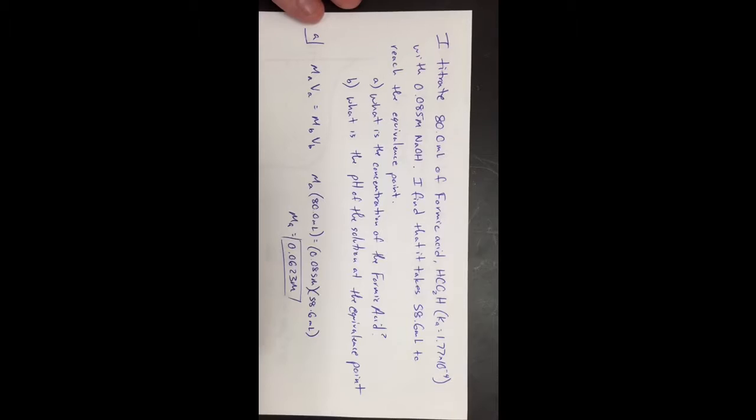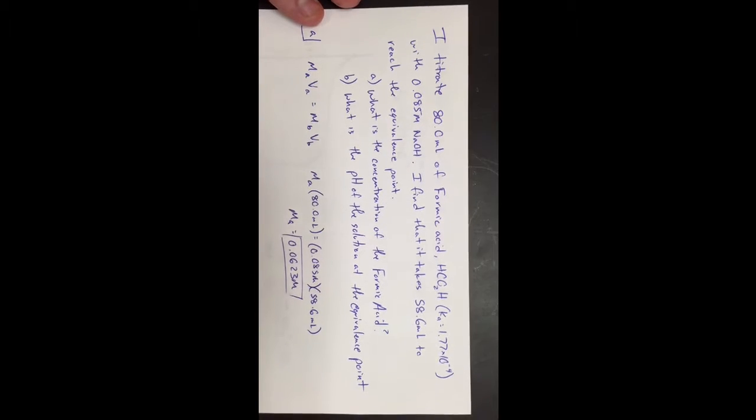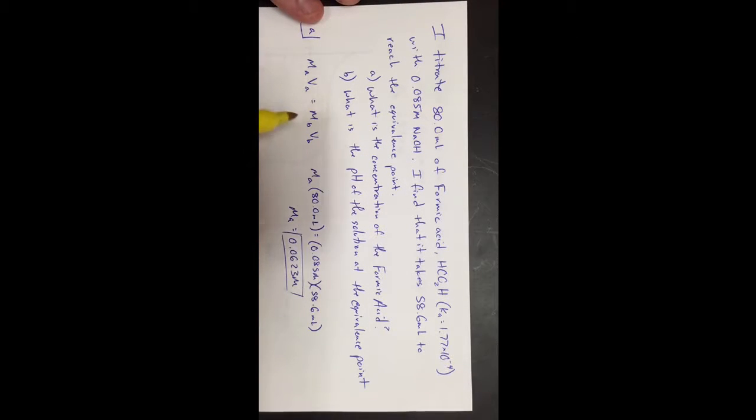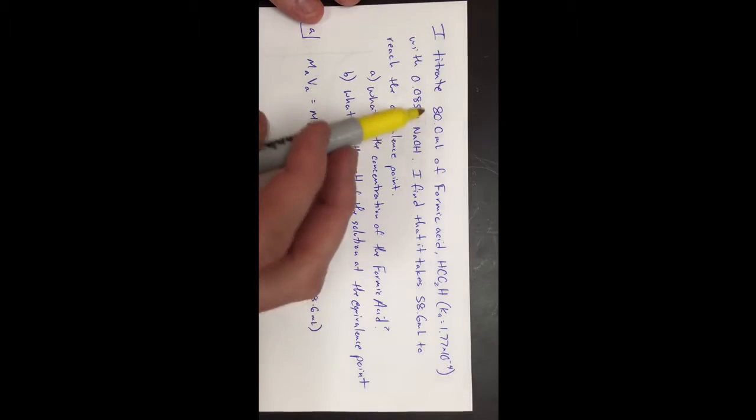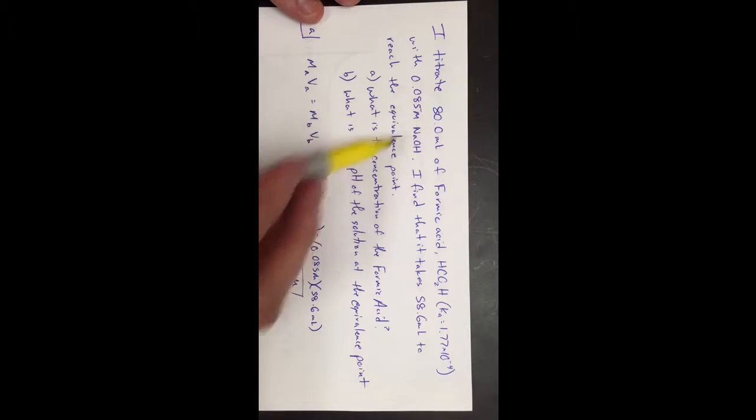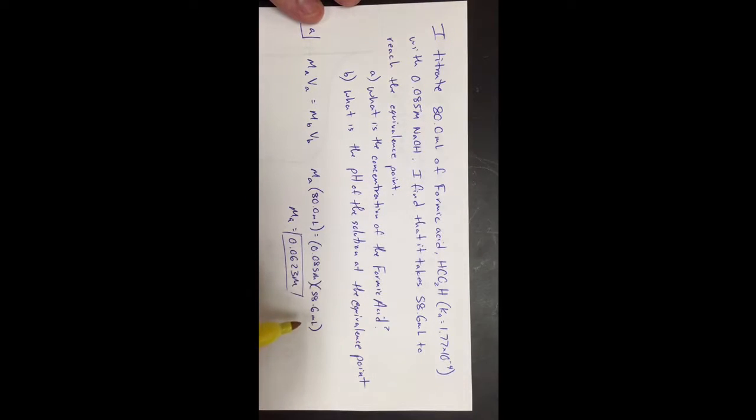So we first have to figure out the concentration of the formic acid using the same equation that we were using before. Molarity of acid times volume of acid equals molarity times volume of base. So we know everything here except for the molarity of the acid. So we put in 80 from the problem, and we put in the molarity and the volume that we had from the base, and we solve for the molarity of the acid, which was 0.0623 molar. So that is just A, what is the concentration of the formic acid? Should probably say what was the concentration at the beginning of the formic acid, but you understand.